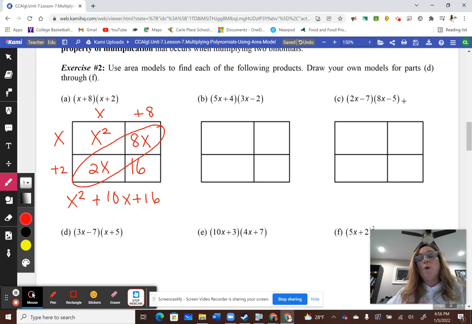All right, so why don't you just pause this video and try the rest of them, and then unpause the video to check your work. It would be really a good idea for you to practice this by yourself instead of just copying what I'm doing. All right, so pause the video and then come back to check.